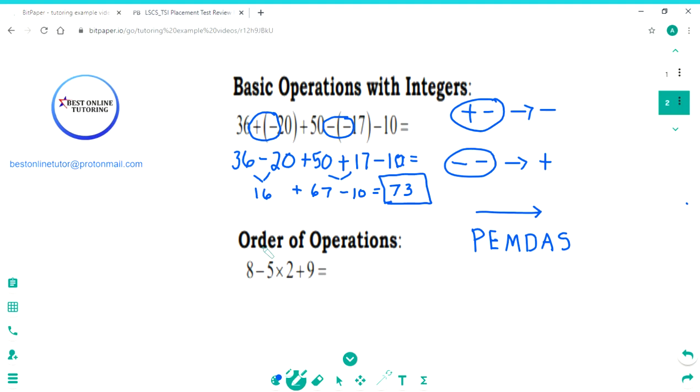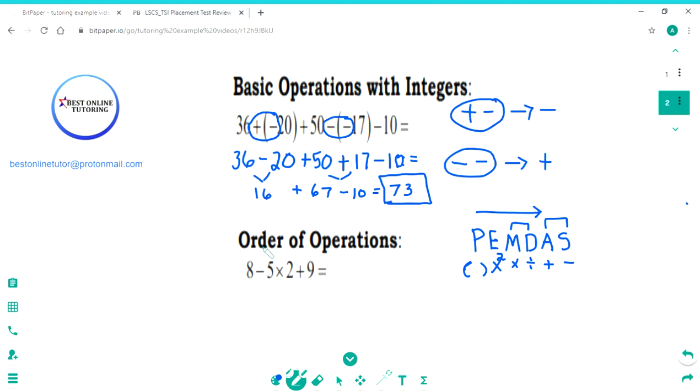So P stands for parentheses. If we see numbers in parentheses, we do those first. Next are exponents. If we see exponents, we do those next. M is multiplication. D is division. A is for addition. And S is for subtraction. Multiplication and division are on the same level, and we do them from left to right. Addition and subtraction are on the same level, and we do them from left to right. So let's look at our example.